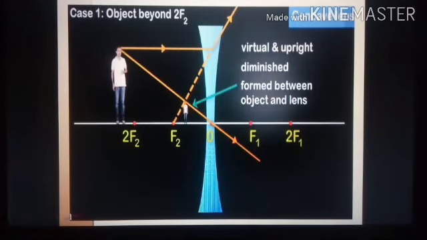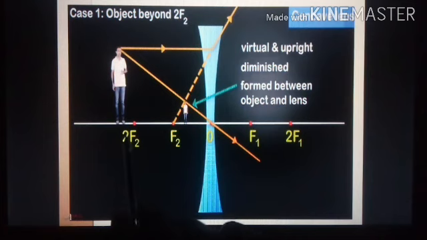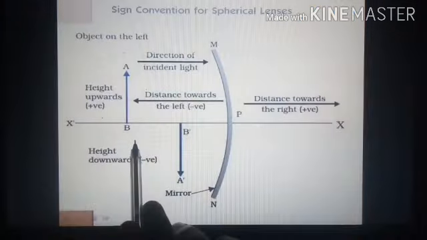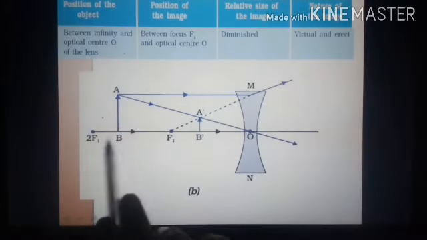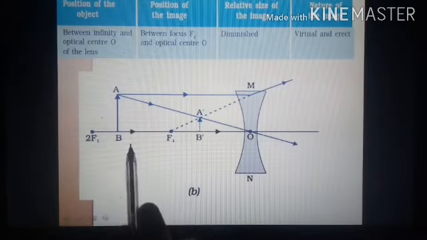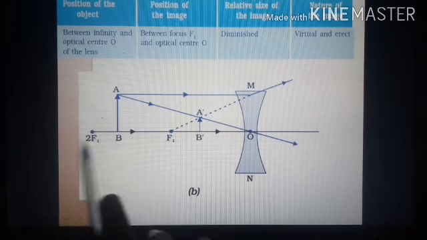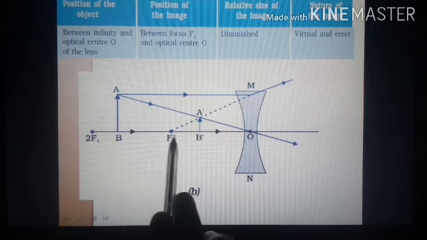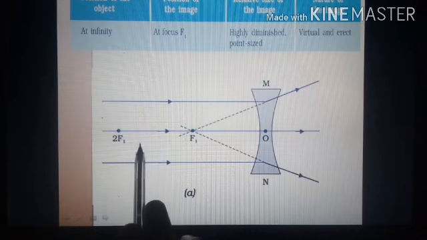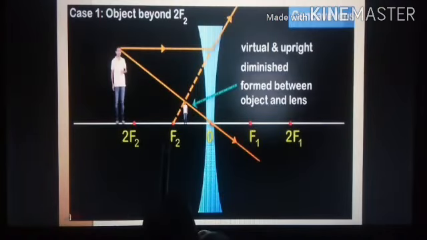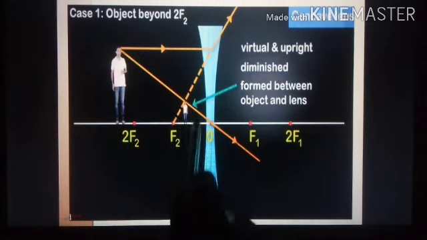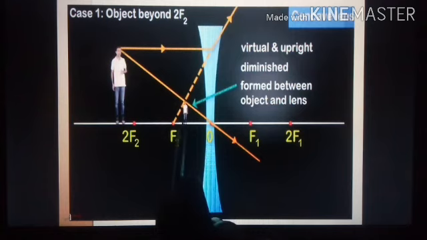In the same ray diagram, a man is standing near 2f2. In this diagram we have chosen the object placed between 2f1 and f1. We may choose any point between infinity and the optical center. For convenience we have taken it beyond f1. Here also a man is standing beyond f2, at this position. The image will be obtained here. It is a diminished, virtual and erect image. It is not a real image; it is a virtual and erect image.